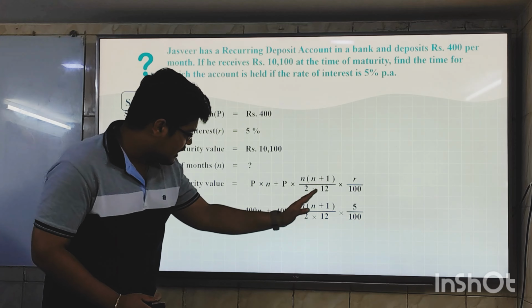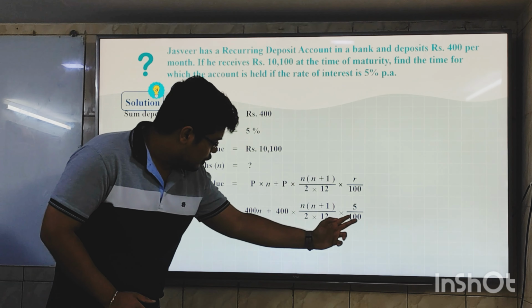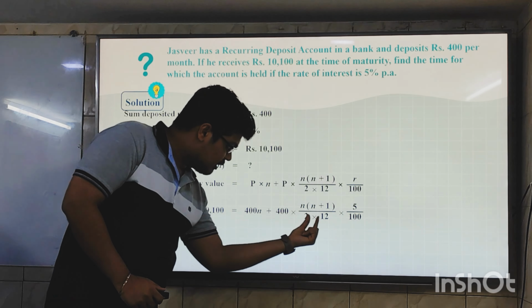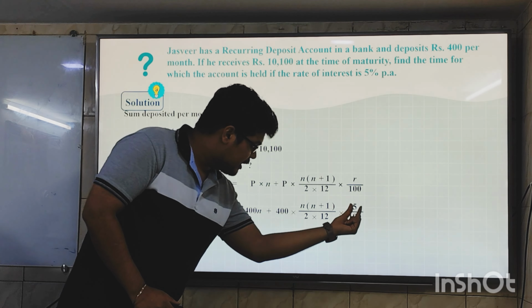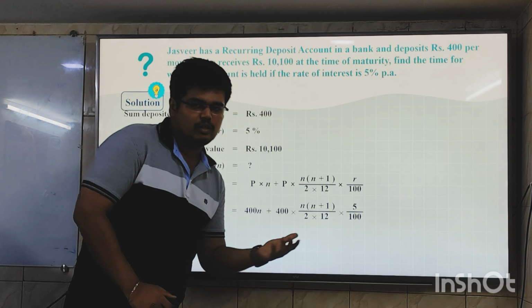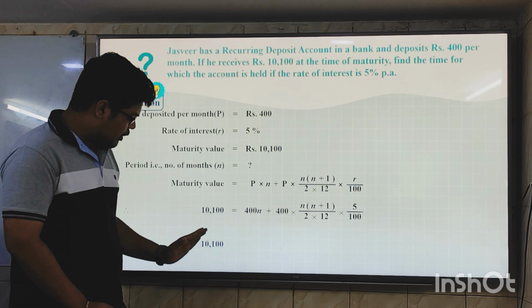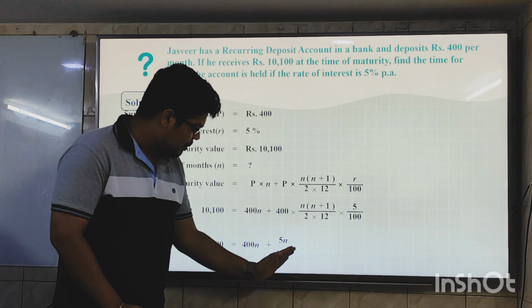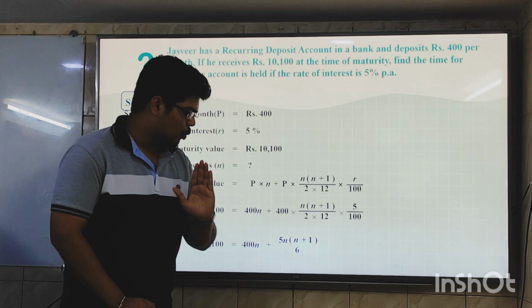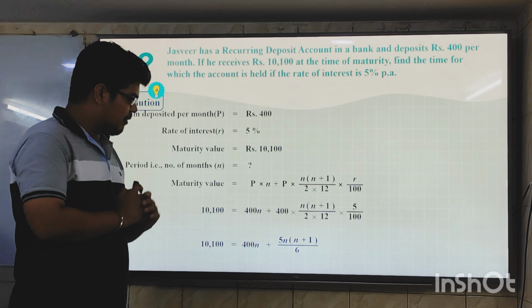I want you to go ahead with the cancellation of this interest part. You can cut the two zeros. 4 ones are 4, 4 threes are 12, which means in the numerator 5 is left. The denominator will be 2 into 3, which is 6. So you copy 10,100 equal to 400n plus this will now become 5/6 into n into (n+1). So this is the equation that we have.